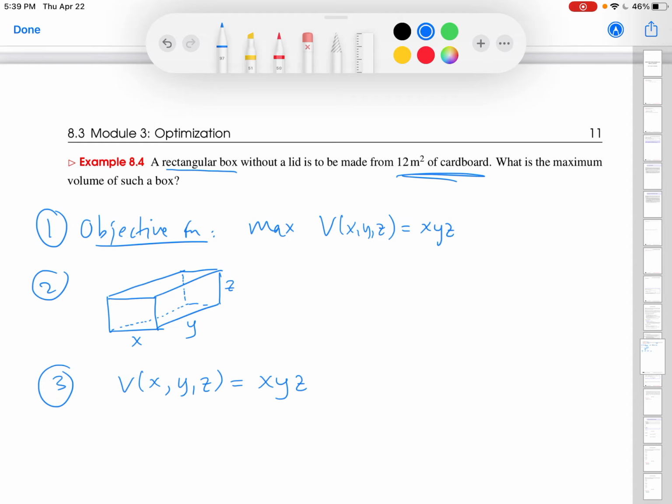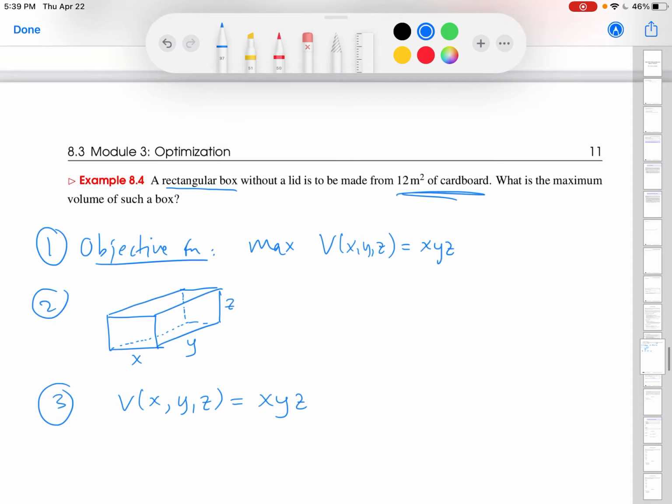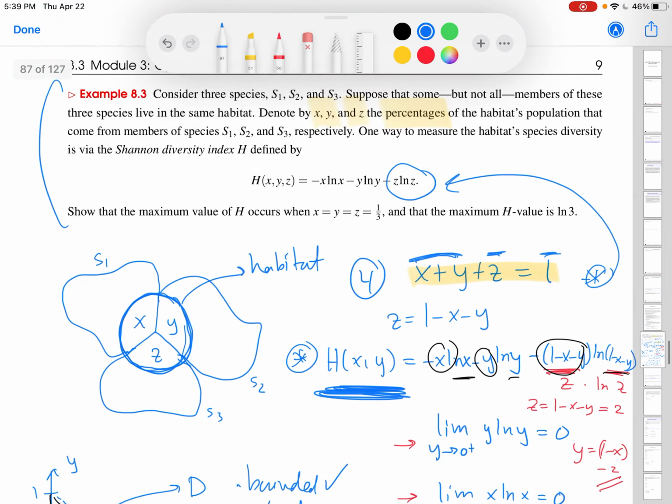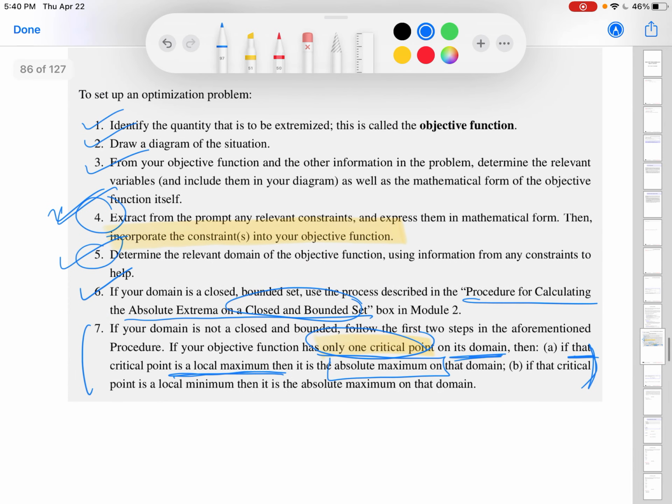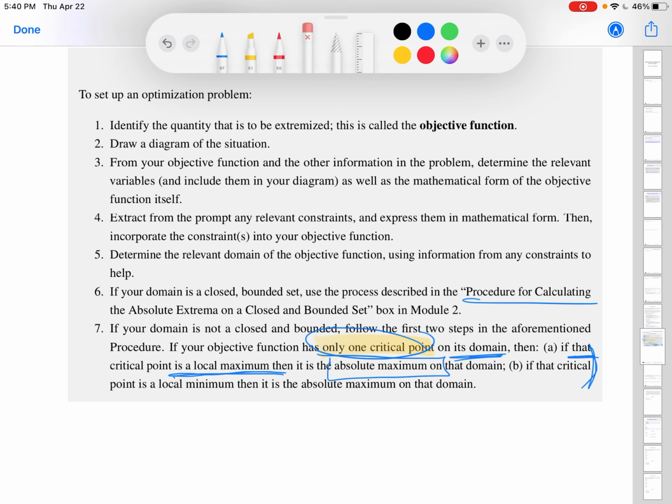Great. So now let's talk about the constraint. I'm just going to scroll back up to our procedure just to double check where we are and where we are going to head. So we have found the objective function. That's the volume of the box. Great. We drew a diagram and we determined the relevant variables, x, y, z. And now we are going to extract the constraints and then the domain. All right, so let's scroll back down.